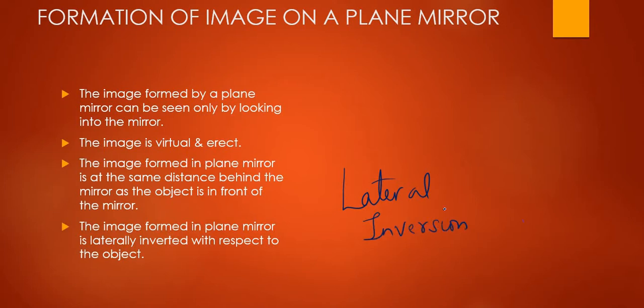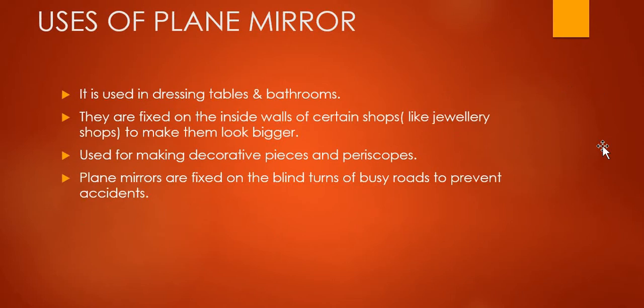Fine. So if, for example, you have a flash card of the alphabet D in front of your plane mirror, the kind of image you will get is like this. This is a laterally inverted image. Okay. Uses of plane mirror. Plane mirrors are used in dressing tables and bathrooms. They are fixed on the inside wall of certain shops to make them look bigger. They are also used for making decorative pieces and periscopes. Plane mirrors are fixed on the blind turns of busy roads to prevent accidents. So these are the uses of plane mirrors.